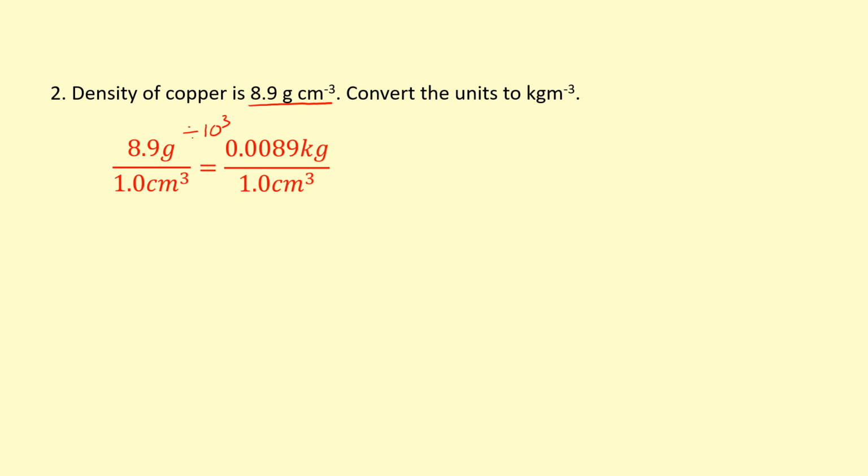Then I'm going to convert the centimeters cubed into meters cubed. To do that, I'm going to turn centimeters into meters first. So I know I need to divide by 100 there, since 100 centimeters makes up a meter. But for a centimeter cubed, I need to divide by 100 for each centimeter. So there's a cube there, which means I divide by 100 cubed.